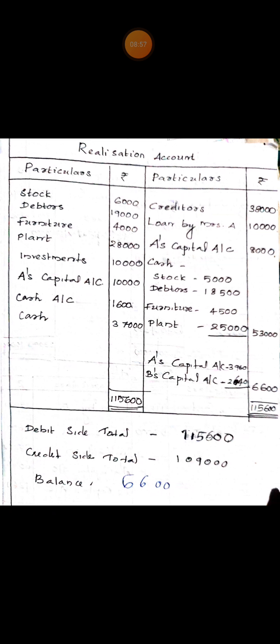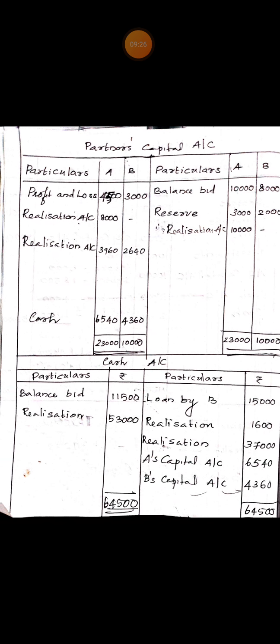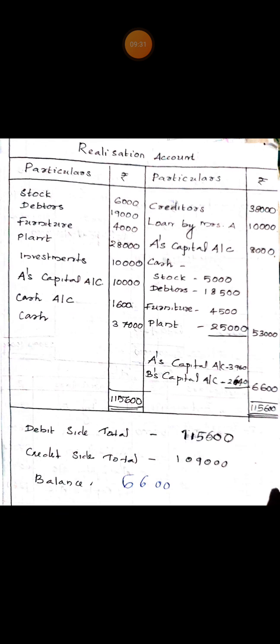Next, transfer cash account on the credit side of realization account to the debit side of cash account. Only one cash account is there, that is the total amount realized from assets. We can write it individually: 5,000 cash, 5,000 cash, 18,500 cash, 4,500 cash, 25,000. Here total amount realized is written in the amount column, that is 53,000. Transfer it to the debit side of cash account. Cash account debit side, second item realization 53,000.